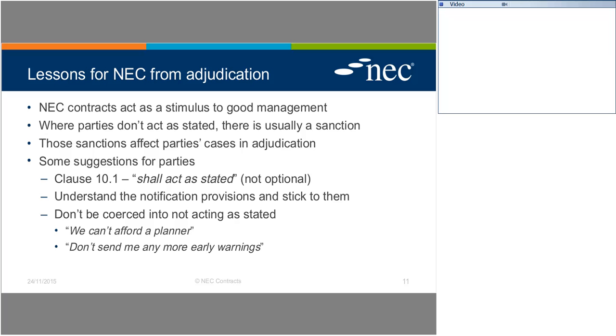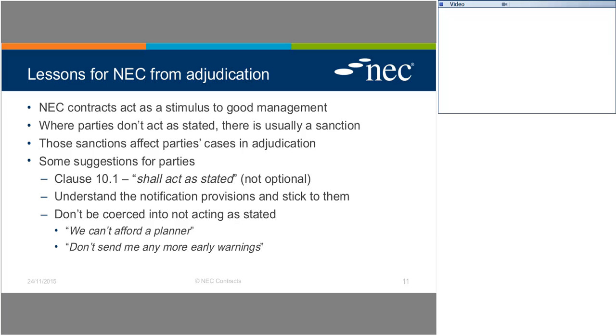And where it says that somebody shall act as stated, that means that the contractor has to submit a programme for acceptance. That means that the project manager has to respond within a period for reply when a question is made, and so on. The notification provisions in this contract run all the way through the contract. And it is important for the contract to act as a stimulus to good management, for the parties to stick to those. And I put here, don't be coerced into not acting as stated.